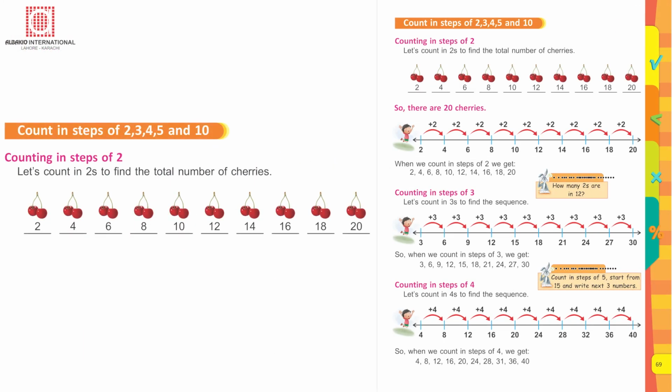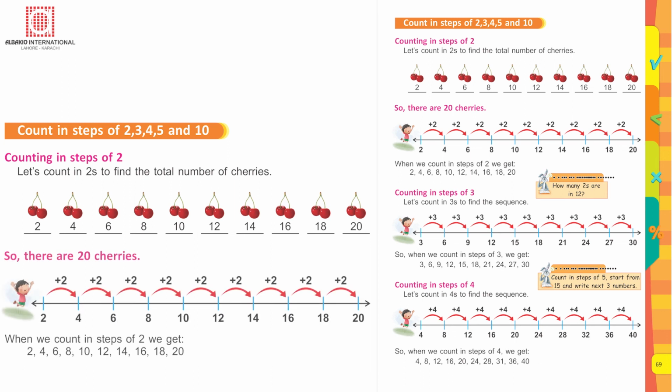Count in steps of 2, 3, 4, 5 and 10. Counting in steps of 2. 2, 4, 6, 8, 10, 12, 14, 16, 18, 20. So there are 20 cherries. 2 plus 2 plus 2 plus 2. This is how you are going to do it.